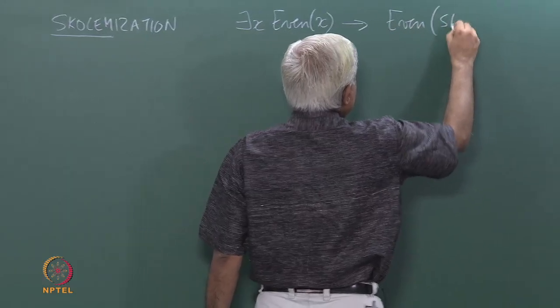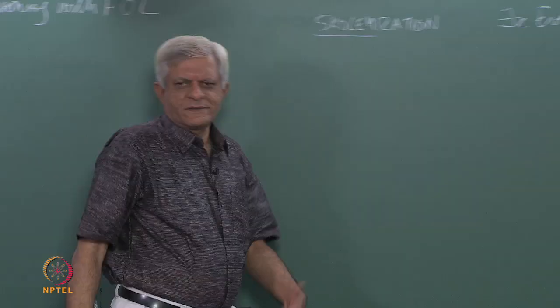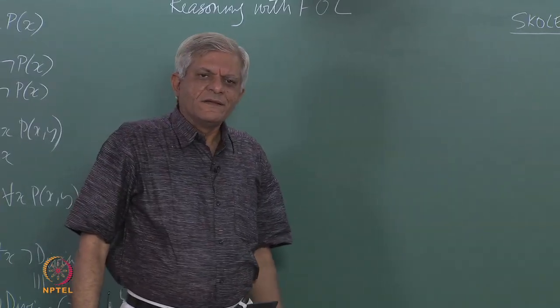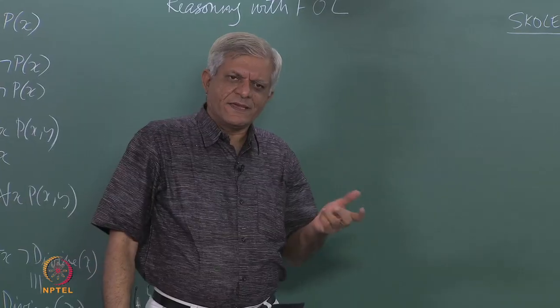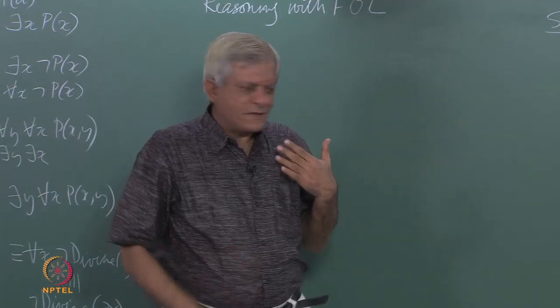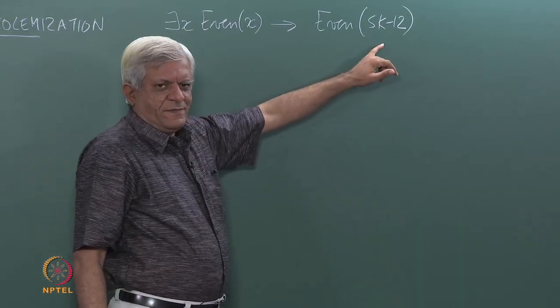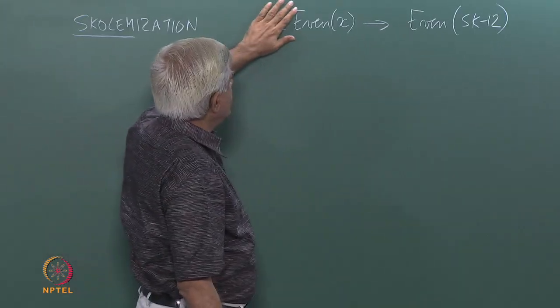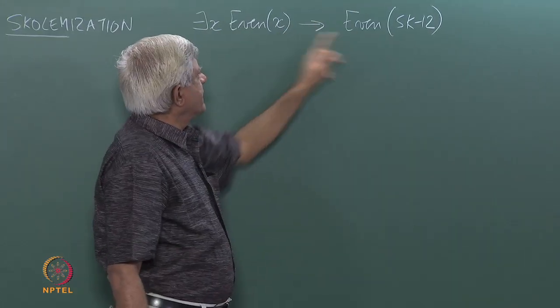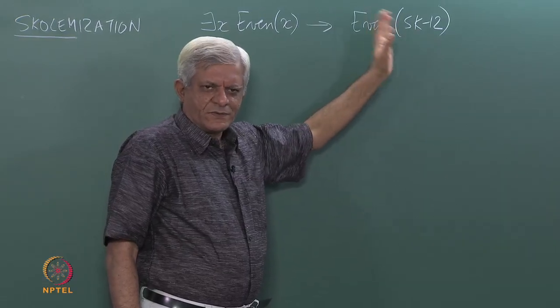even SK12. So, conventionally we may say we use a name SK. This is just again between us, it does not impact the meaning of what we are writing. It is a constant. So, what have we done? We have removed the quantifier and replaced x with something called SK12. So, SK again is just in honor of Skolem.